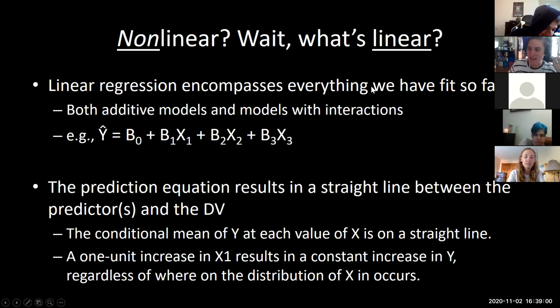Linear regression is everything we've done so far. Both additive models and interaction models or multiplicative models, like this one. You're used to seeing this, B0, B1, X1, B2, X2, maybe B1,2, X1, X2. All of those have been linear models because we're fitting straight lines. The prediction equation always results in a straight line that describes the relation between the predictors and the DV.